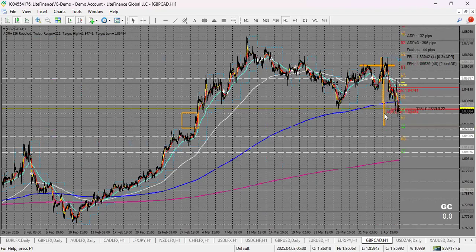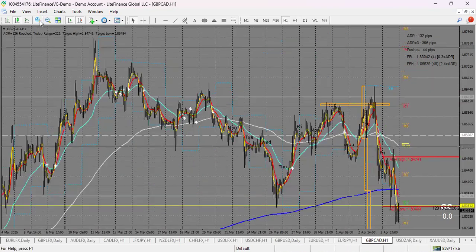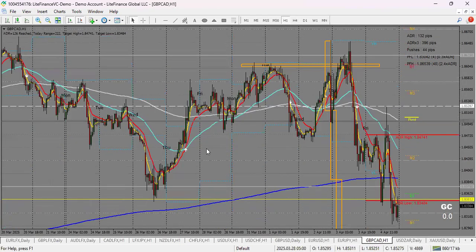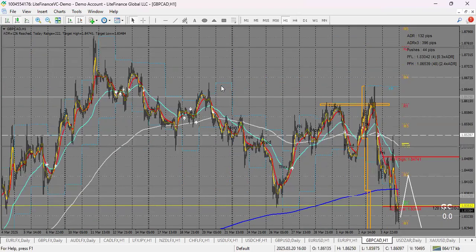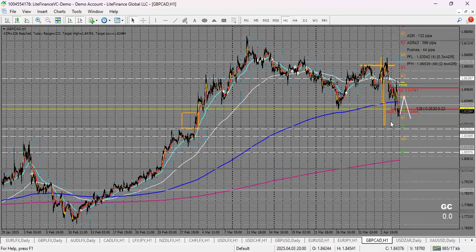Should be collecting many pips per day. Okay, so we are still yet to complete level 3. So perhaps for the market to retrace to the extension zone and then go down. So my target is this large quarter point, where also the 3 times ADR is there. So that's my target here.